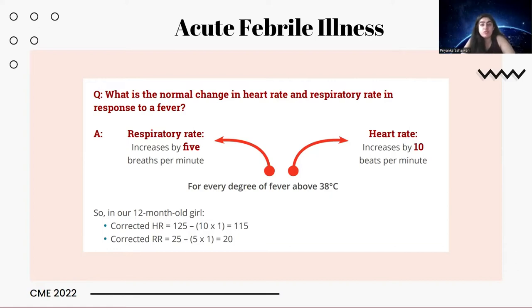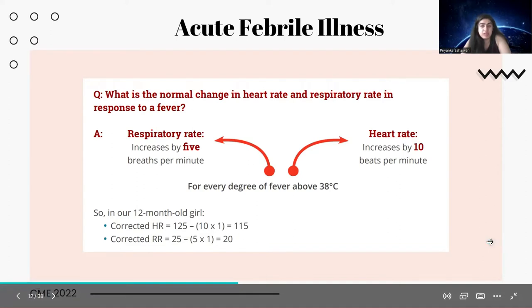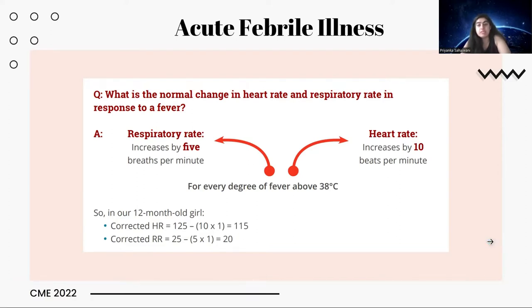So in response to fever, how will your heart rate and respiratory rate change? Your heart rate increases by 10 beats per minute and your respiratory rate will increase by 5 breaths per minute for every degree of fever above 38 degrees centigrade. So in a 12-month-old girl, your corrected heart rate will become 125 if there is only 1 degree increase, so 10 into 1, that will become 115. And your corrected respiratory rate will be 25, that is your upper limit, minus the increase, that is 5 into 1, so it will become 20 breaths per minute.